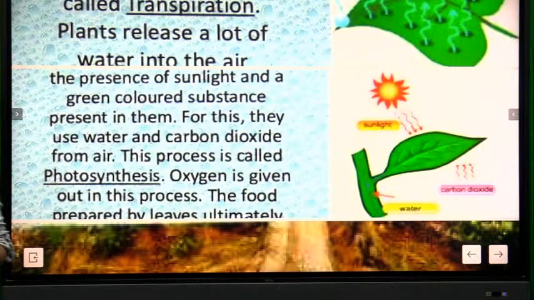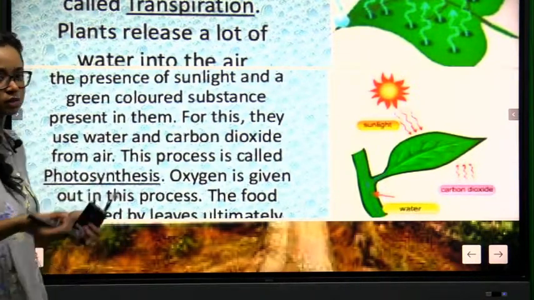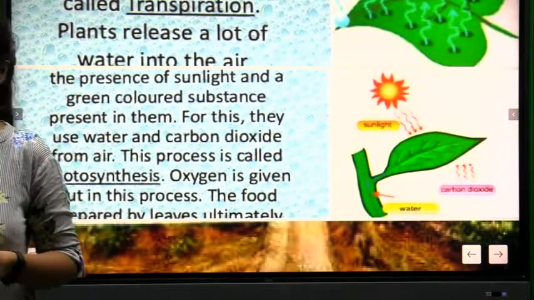Photosynthesis, they just release the oxygen. They take in carbon dioxide, which we release, and they release oxygen at the time of photosynthesis.